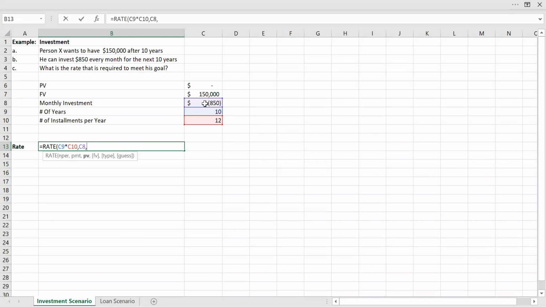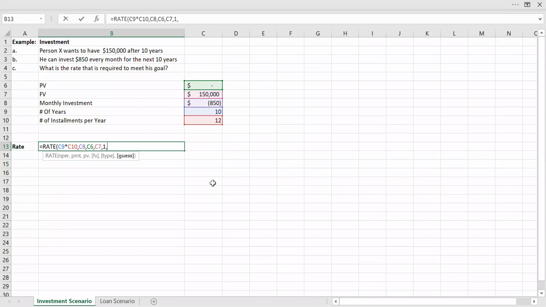And the present value, he hasn't done any investment right now, so it's still zero. I can ignore it or feed in zero. And after 10 years, he's expecting to have $150,000, so the future value is $150,000. And then let's say he makes the investment at the beginning of every month, so I'm going to use beginning of every month.